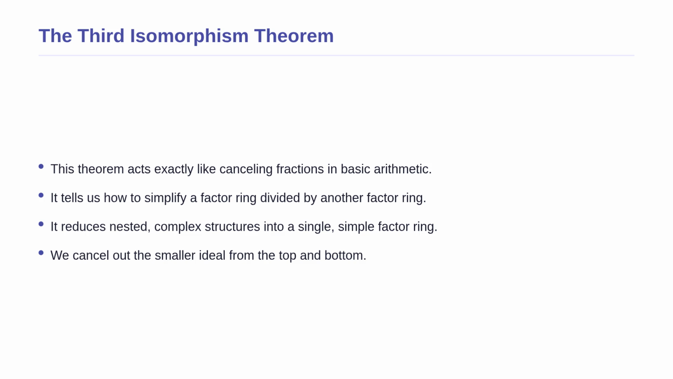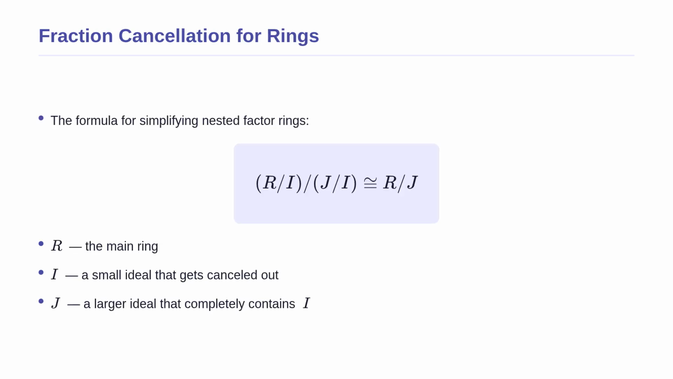It tells us how to simplify a factor ring that is being divided by another factor ring. It is a powerful tool for reducing nested, complex structures into a single simple factor ring. Let us look at the formula that makes this cancellation possible.